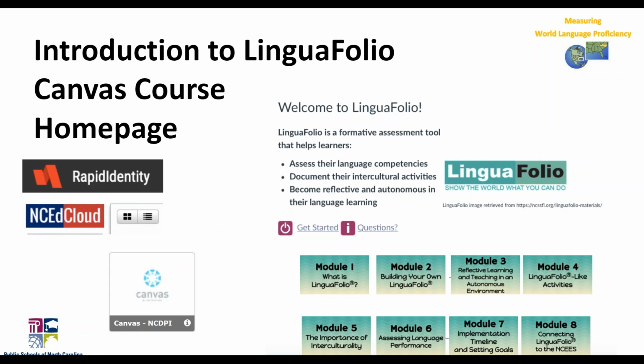And then we have an 8th module within our training for North Carolina that talks about connecting LinguaFolio to the North Carolina Educator Evaluation System, or NESYS, that teachers are evaluated on by their principals or whoever their supervisor is.